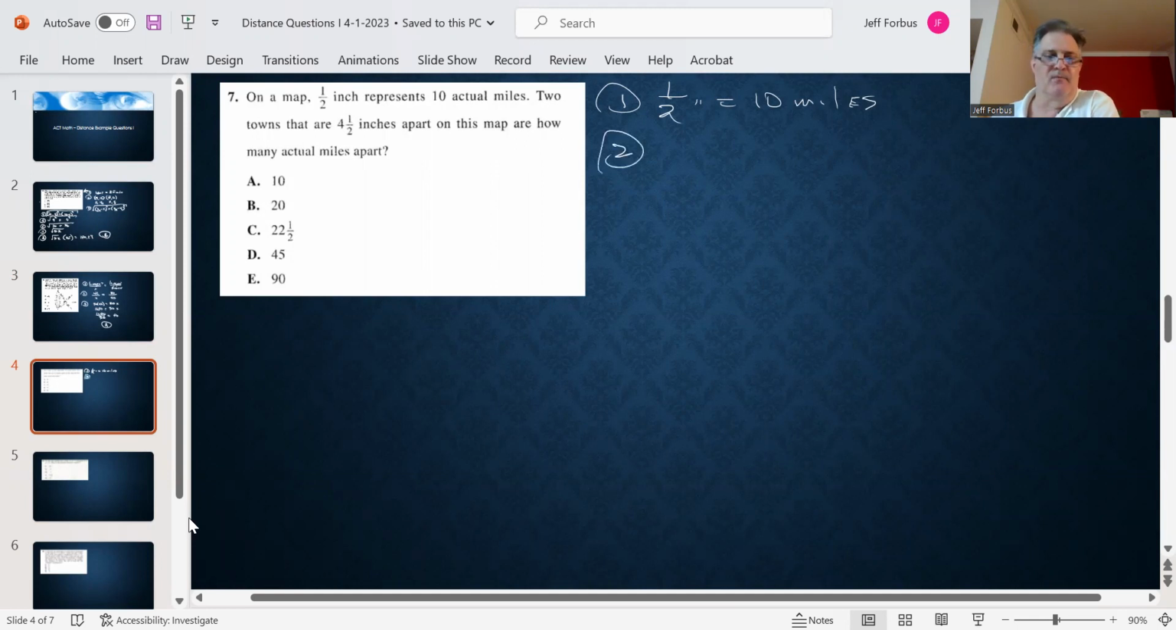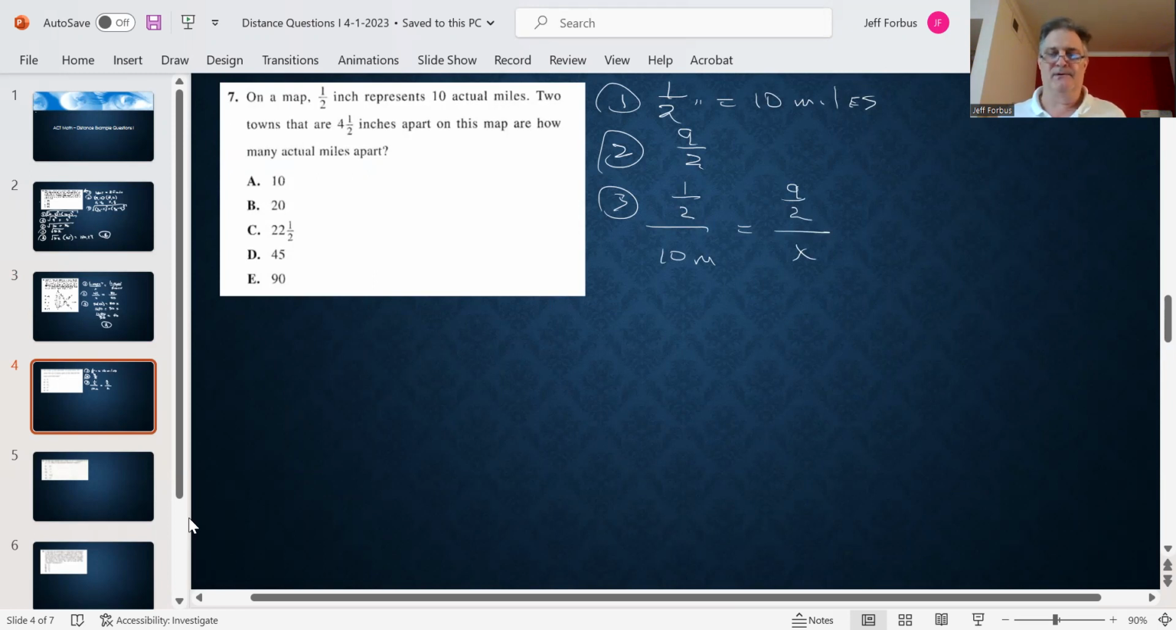Well, I would rather work with improper fractions. So I'm going to convert the 4.5 to an improper fraction. So that's going to make 4 times 2 is 8 plus 1 is 9, 9/2. Okay. So we know 1/2 inch per 10 miles, and that will be equal to 9/2 over X, because we're looking for the distance, and miles is in the denominator of both fractions.